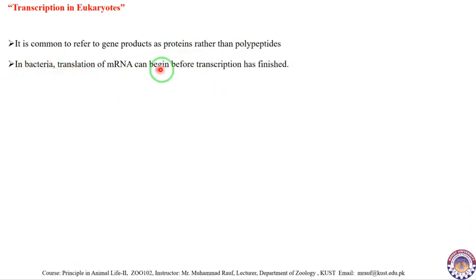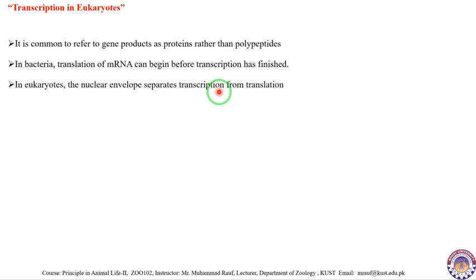In bacteria, translation of messenger RNA can begin before transcription has finished. Bacteria is a simple prokaryote. It lacks a well-defined nucleus, and furthermore, the life of bacterial messenger RNA is very, very short. So the process of transcription and translation occurs simultaneously, and furthermore, the bacterial messenger RNA does not require any processing because it is translated quickly and simultaneously, and the bacterial DNA lacks non-coding regions or introns.